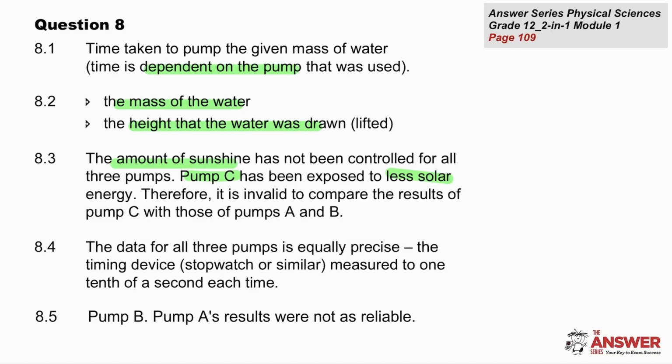However, all 3 sets of readings are equally precise, as they are all to 1/10 of a second. Pump A's tests are not as reliable. Reading 2 is nearly twice reading 4, which is a very large spread in physics. As a result, Pump B is the recommended pump.